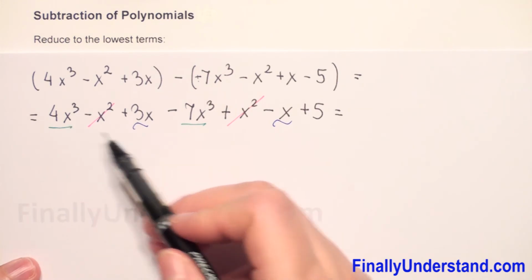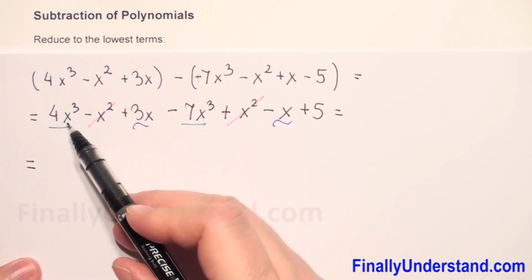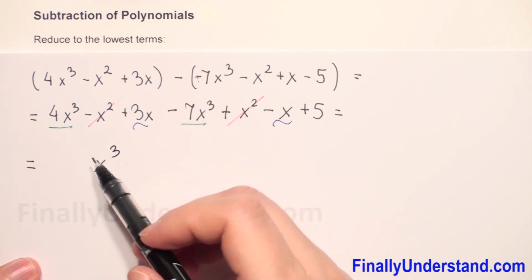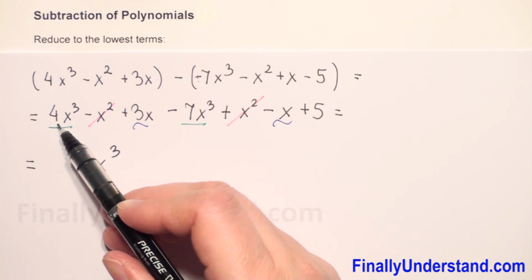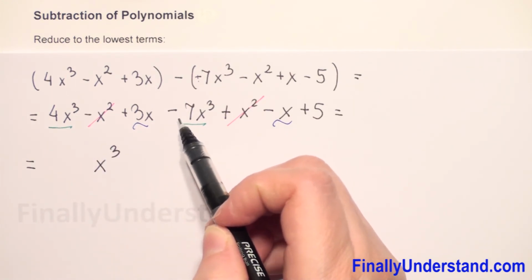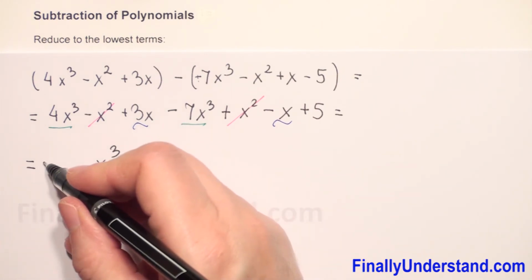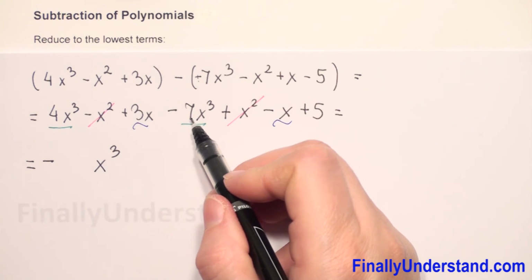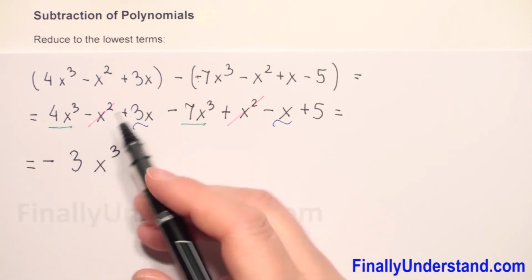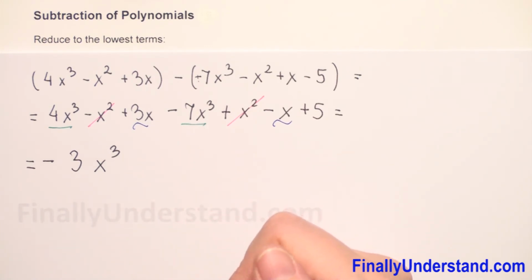We have 4x cubed and negative 7x cubed. How do we do this? We copy the variable x cubed, and we have to add the coefficients. We have 4 plus negative 7. So we have to keep the sign of the largest number. 7 is greater than 4, so it will be a negative sign. And now we just subtract: 7 minus 4 is 3. 4x cubed minus 7x cubed is negative 3x cubed.